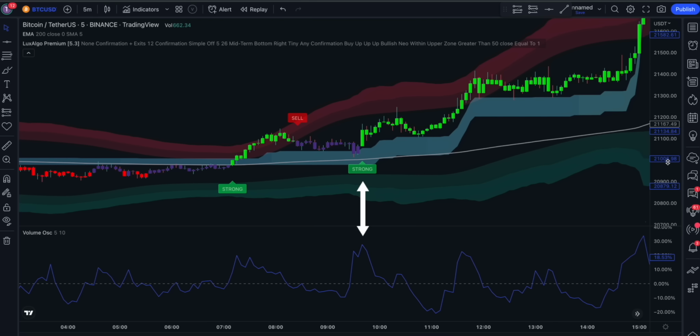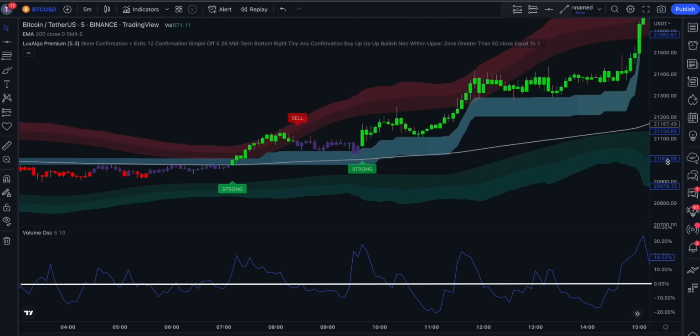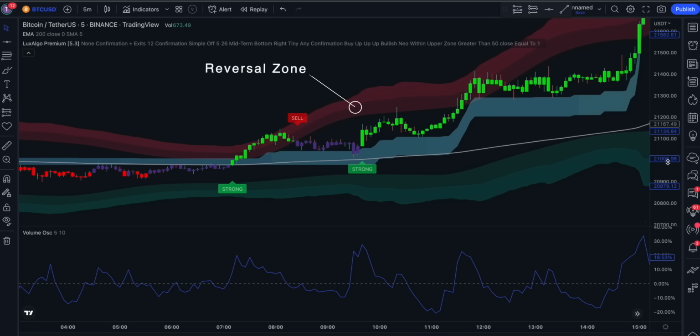The signal must be confirmed with the volume oscillator, which must be greater than 0%. It is when the blue line is above the middle level. And lastly, the price bar should not be touching the upper reversal zone. This way we eliminate the risk of an immediate reversal in the price.